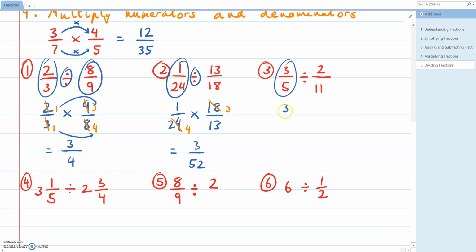So staying the same, 3 over 5. Changing our division sign to multiplication, and flipping 2 over 11 to become 11 over 2. And I don't think there's anything we can cancel there. So 3 times 11 is 33. 5 times 2 is 10.